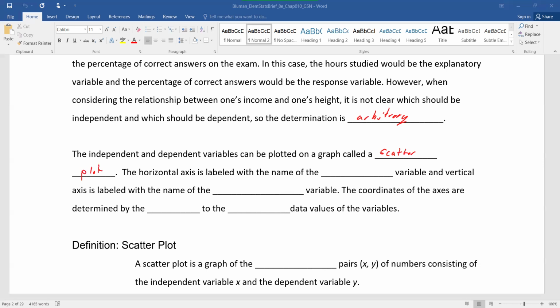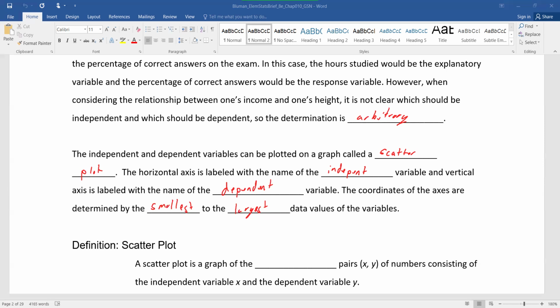The horizontal axis is labeled with the name of the independent variable, scatter plot. And the vertical axis is labeled with the name of the dependent variable. So that's never changed, just like in what we've done all semester and in any other math course. The coordinates of the axis are determined by the smallest to largest data values of the variable.